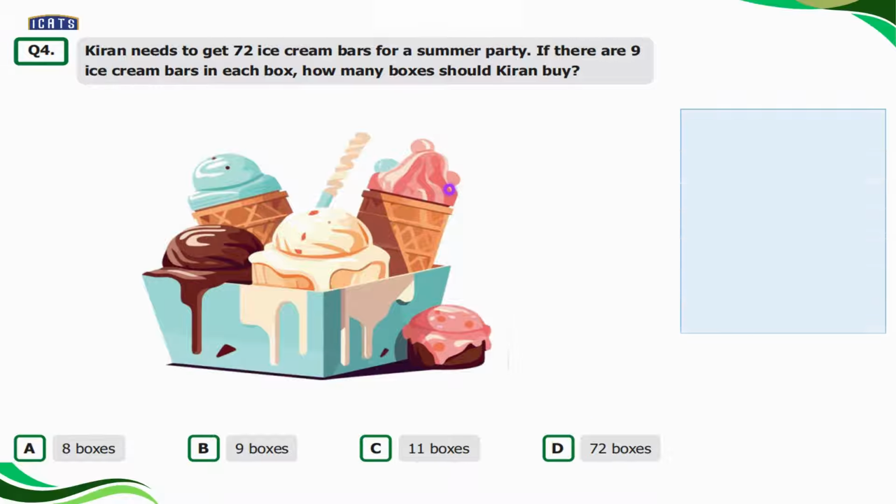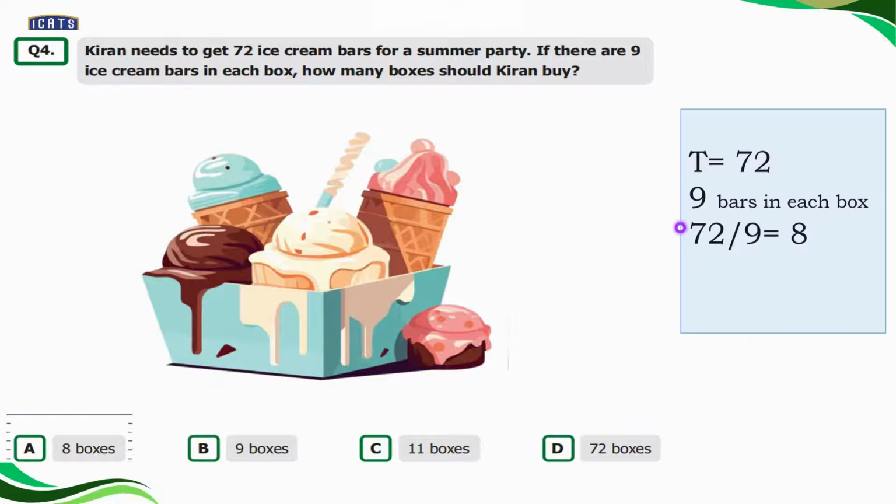So here the total number of ice creams are 72 and in each box there are 9 bars. Now we have to see how many boxes are there. So for that we will divide 72 by 9. We'll see where 72 comes in the table of 9, that is 8. Like 9 8s are 72. So we can say that there are 8 boxes in total. That is our option A.